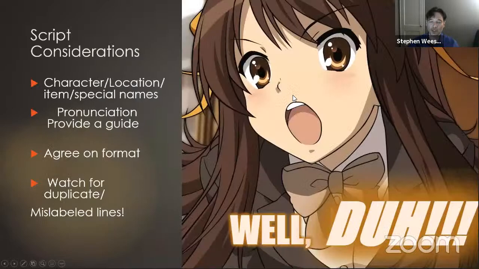Moving on, other things that you want to think about when you're doing the script. Make sure that you write down any special names for things, explain what they mean, and give a pronunciation for them, which we talked about. You want to make sure you know what the format's going to be ahead of time. You tell your voice person, I'm going to send you an Excel, or I'm going to send you this, I'm going to send you that.